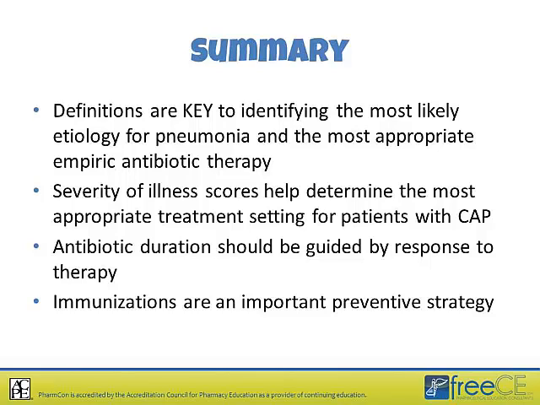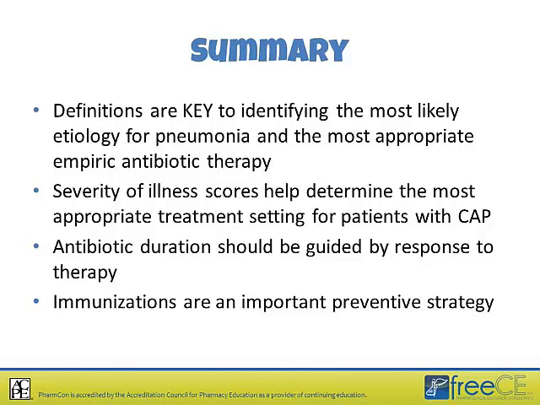And then just to finish up, a quick summary of the information that we've covered today. So really the definitions are the key to identifying the most likely etiology, so determining the bugs that are most likely to cause your pneumonia, and then the most appropriate empiric antibiotic therapy. Again, I think the key is to keep in mind, you want to look at your local resistance patterns, your local surveillance, and then also your local antibiogram, because that, again, is going to help you determine the most appropriate empiric antibiotic therapy based on your most likely pathogens.